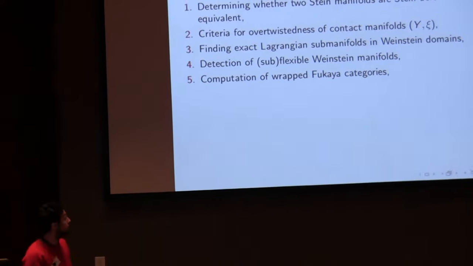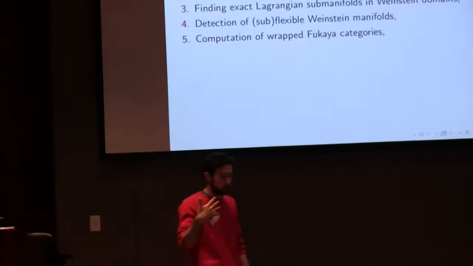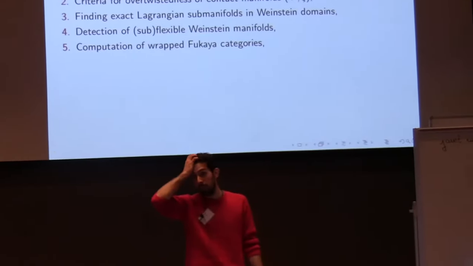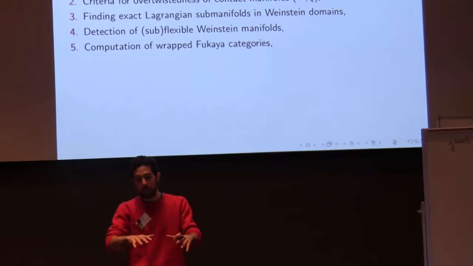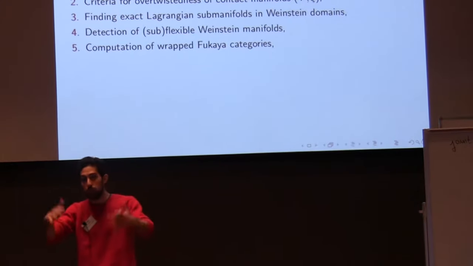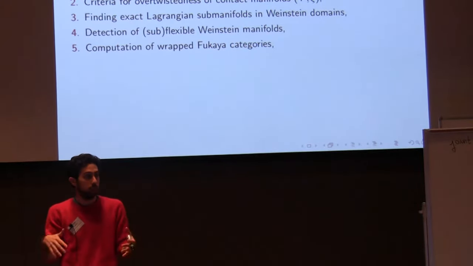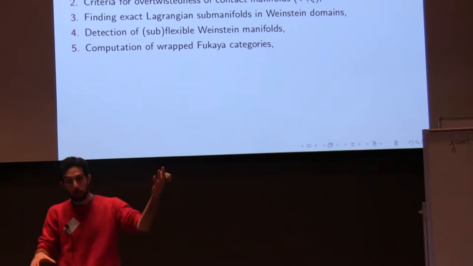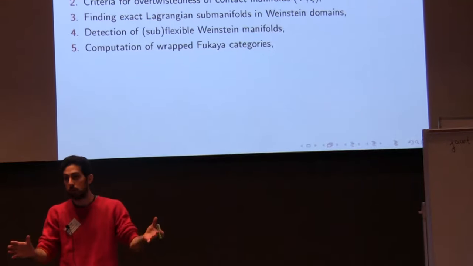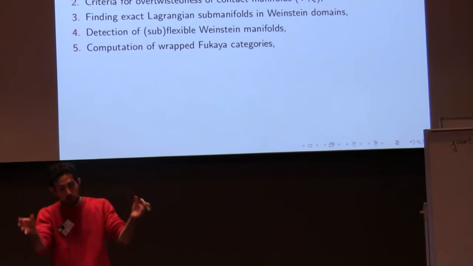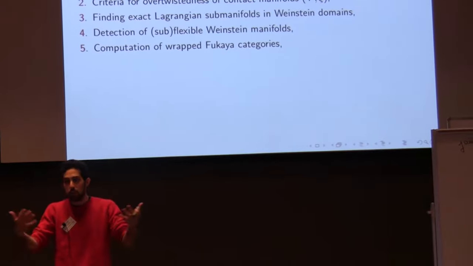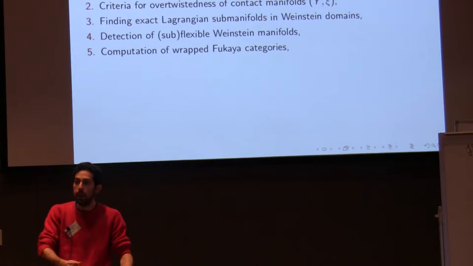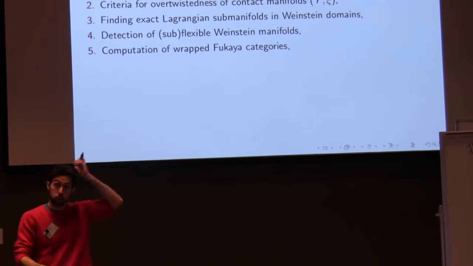Okay, 5, computation of wrapped Fukaya categories. So this is going through the work of Bourgeois, Ekholm, and Eliashberg, which explains how to obtain symplectic invariants of open manifolds with convex ends, if you wish, Weinstein manifolds, in terms of Legendrian links. So essentially, the counting of pseudoholomorphic cylinders between Reeb chords can be interpreted in terms of counting pseudoholomorphic strips between Legendrian chords. And essentially, what I'm saying is that you can obtain SH and even the wrapped Fukaya category in terms of LCH or the LCC, the DGA associated to the link.